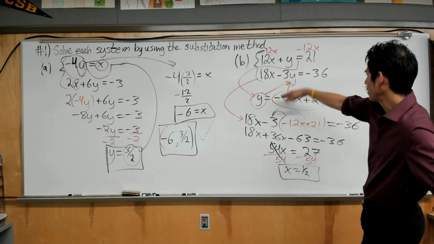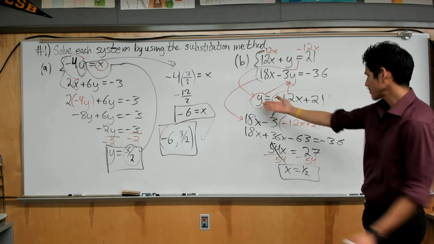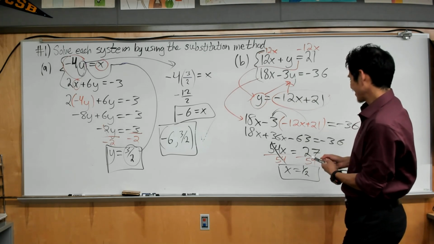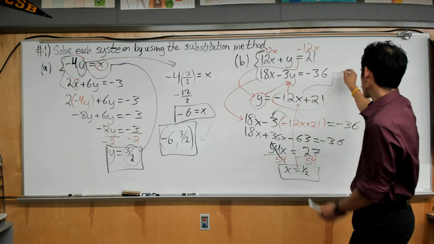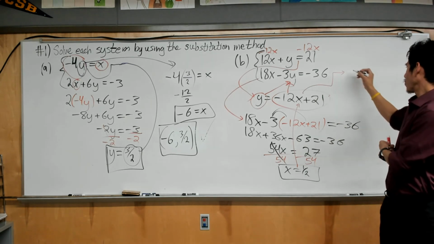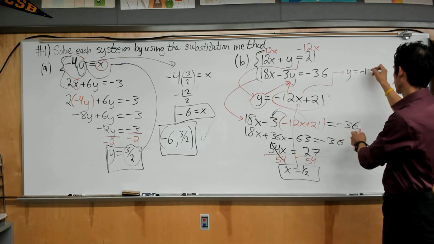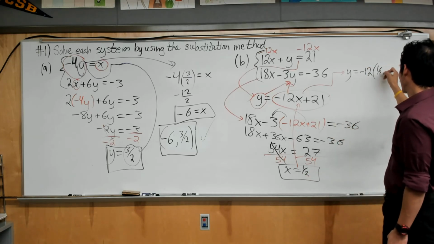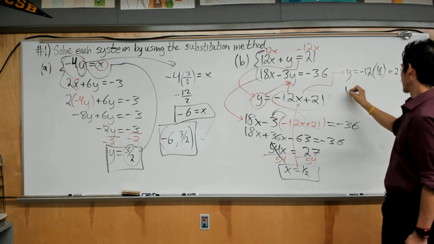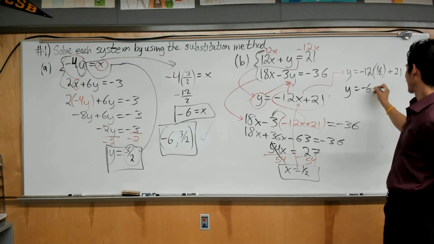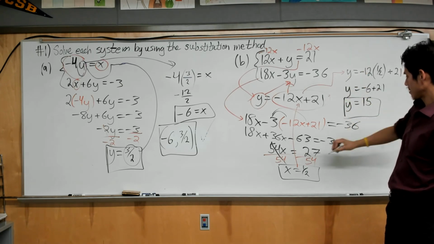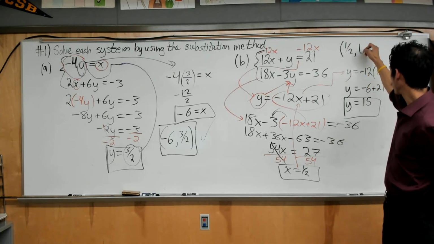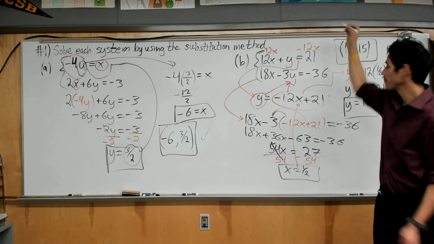X equals 1/2. You plug it into here because you got the y by itself. You can save yourself some whiteboard marker. Then we're gonna go cut through. Y equals -12 times 1/2 plus 21. Y equals -6 plus 21. Y equals 15. Yes, and we write our answer as 1/2, 15.